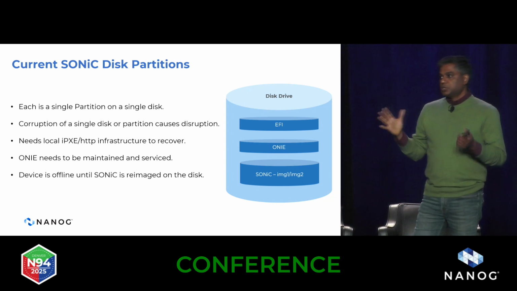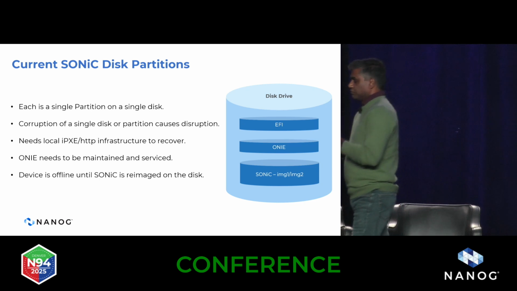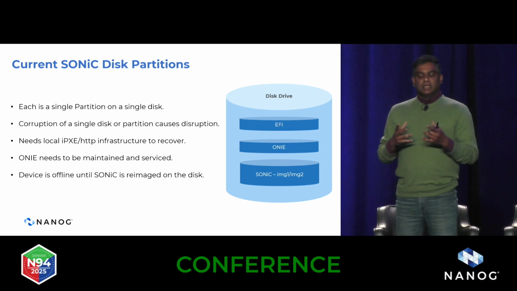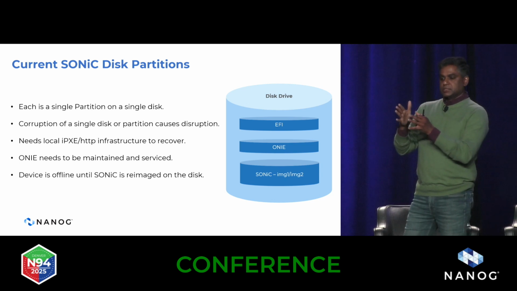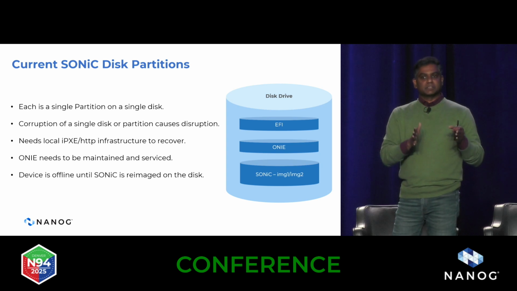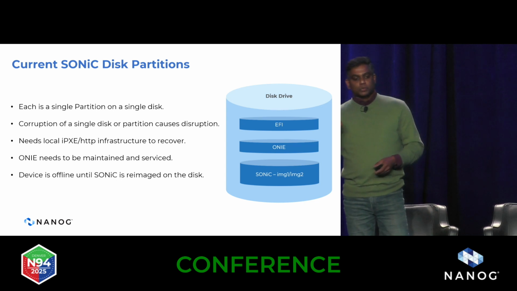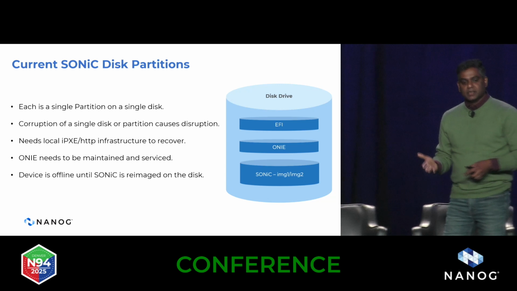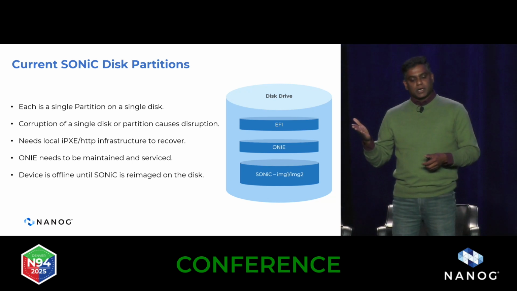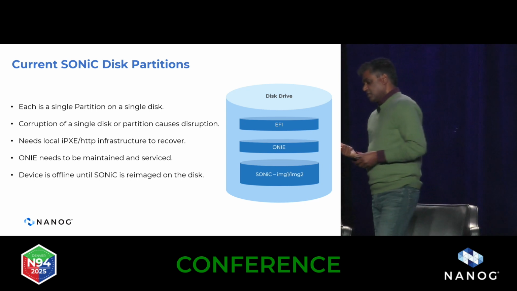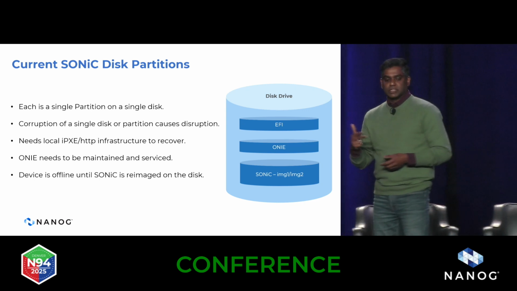So what can we do about it? What we were looking at is how we can make SONiC more resilient, where even if one version of your operating system fails, a redundant operating system takes over seamlessly no matter what the failure is. So we examined the current state. In current SONiC deployment scenarios, there is a single disk drive with a single partition for all of the essentials.